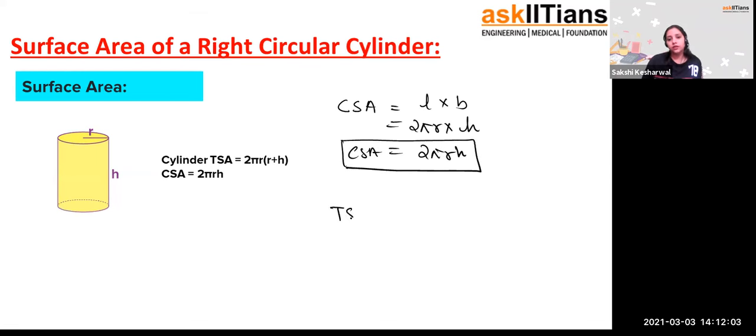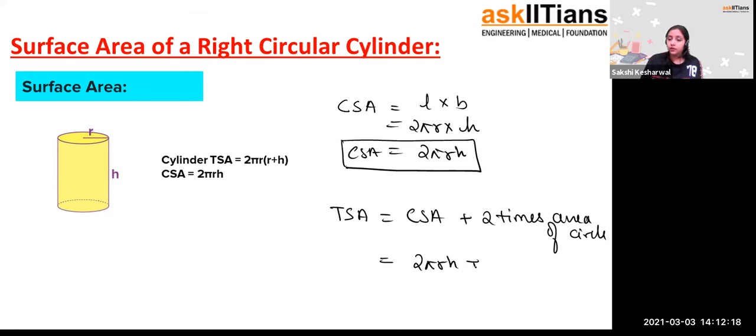And let's talk about the TSA. TSA is equal to what, beta? CSA plus 2 times the area of the circle. So CSA is 2 pi R H plus 2 times the area of the circle. Area of circle is pi R square. So in pi R square, you see that 2 pi R is common. So you get 2 pi R (H plus R).